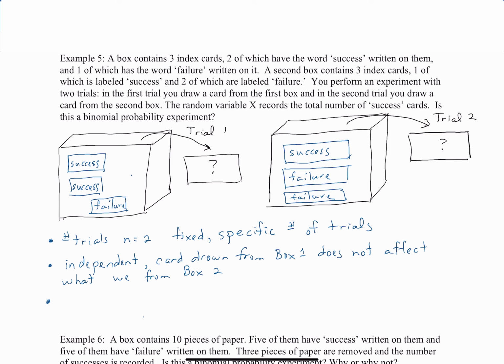The outcomes for each trial are success or failure. So that's certainly 2 mutually exclusive outcomes. But what about the probability of success in each trial?